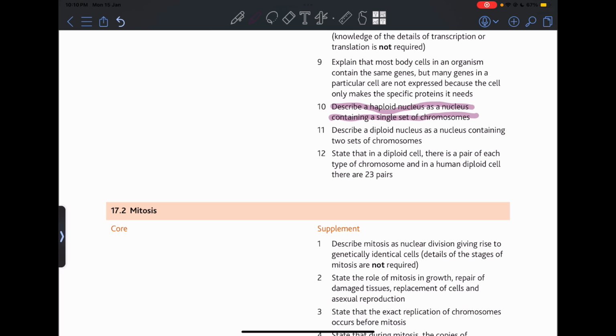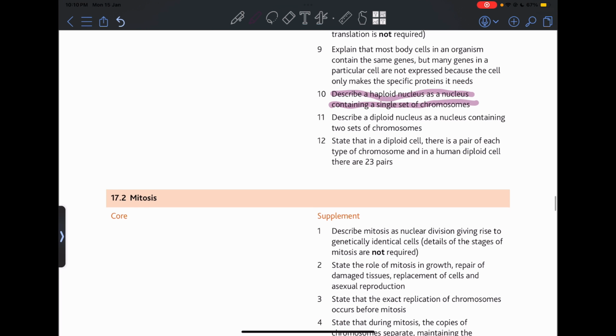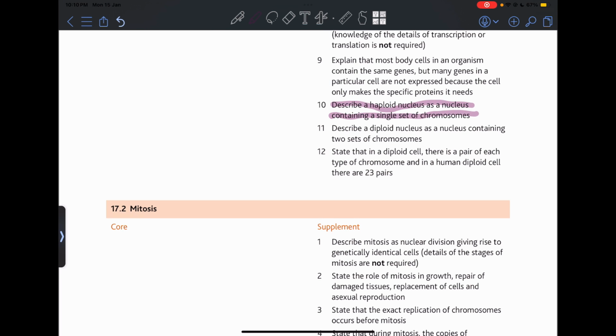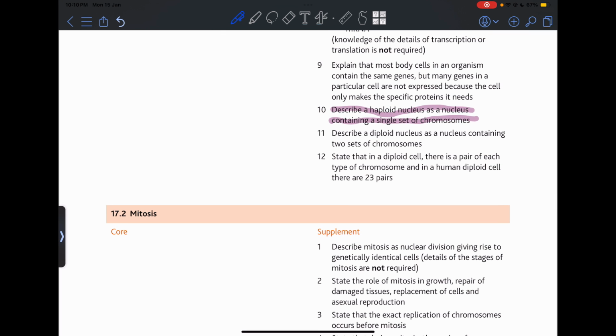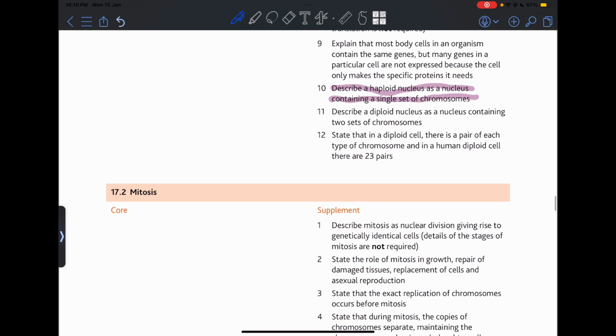11 says, describe a diploid nucleus as a nucleus containing 2 sets of chromosomes. So the gametes are haploid. These are the only cells that are haploid. They are called sex chromosomes. When they bind, they only have a single set of chromosomes each. So when they bind together, they will form double, like I explained before in another chapter. So this is why they are haploid, so that you don't get 4 sets in the end. You have to get 2 sets because this is the normal human genes.